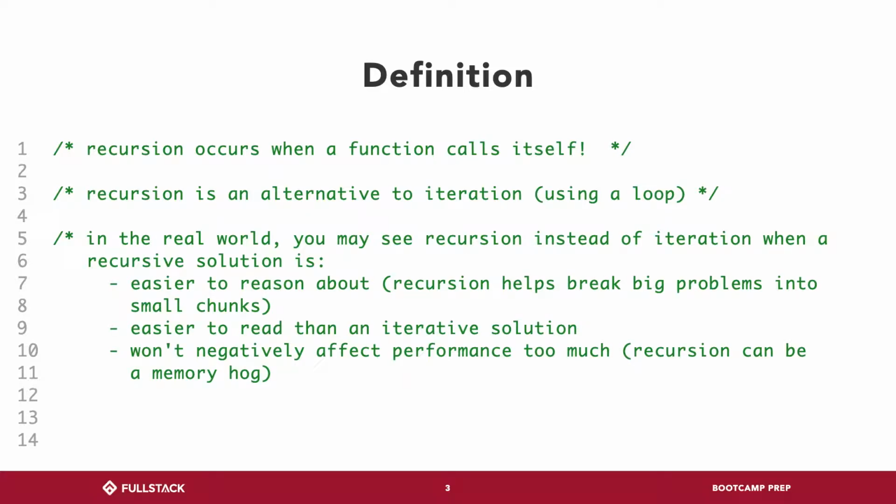So in the real world, you may see recursion instead of iteration when a recursive solution is easier to reason about. Recursion helps break big problems into small chunks, or sometimes it's easier to read than an iterative solution, and it won't affect performance negatively too much. But recursion can actually be a memory hog. But don't worry about that, okay? Machine learning, AI, traversing data structures. Okay?